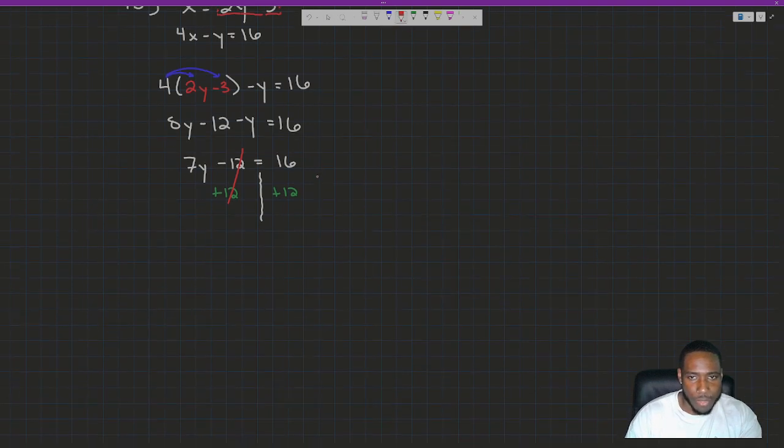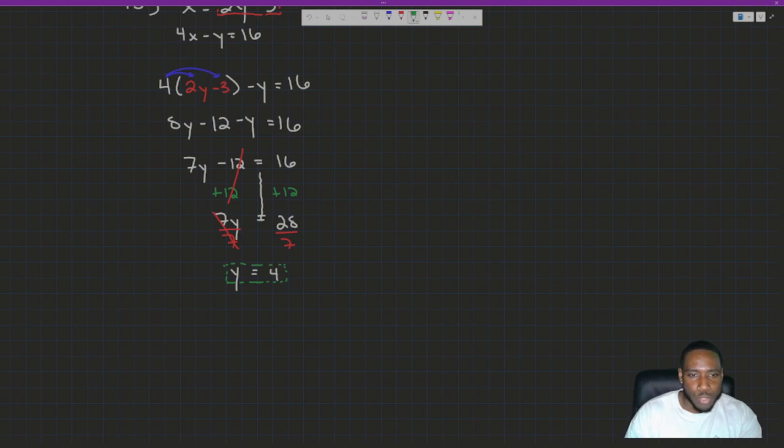Which leaves us with 7y equals 28. And then dividing everything by that 7, leaving us with y is equal to 4. So one part of our solution for this is that y equals 4.